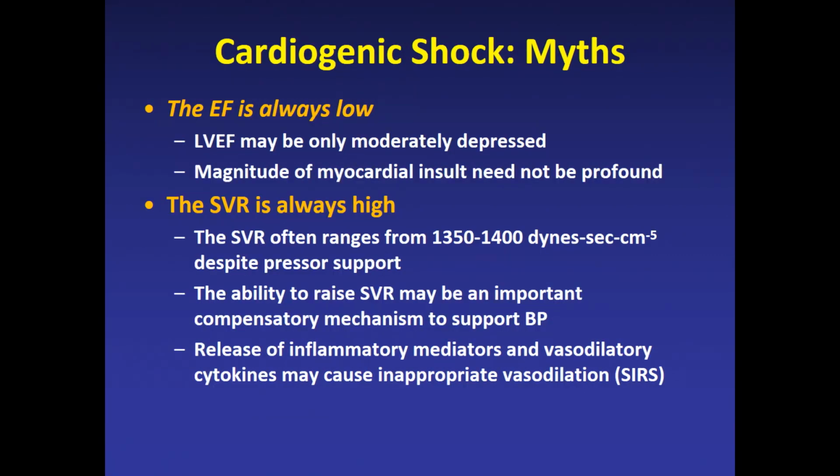The other myth I think that's important to debunk because it affects the selection of therapy is that the systemic vascular resistance in patients with low output heart failure and shock is always high. In practice, the systemic vascular resistance when measured often ranges from 1,300 to 1,500 dynes per second per centimeter to the fifth, despite pressor support. And the ability to augment systemic vascular resistance may be an important compensatory mechanism to support blood pressure.